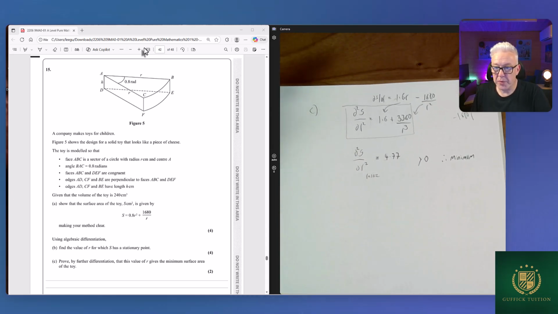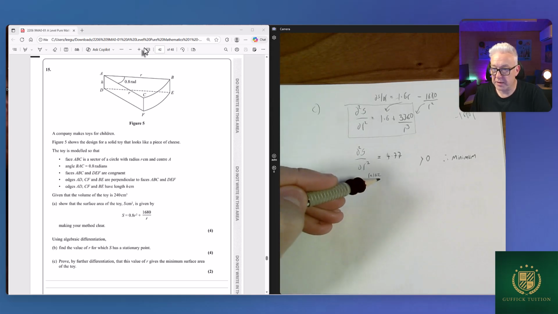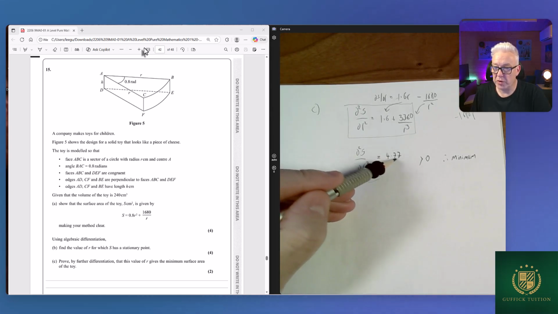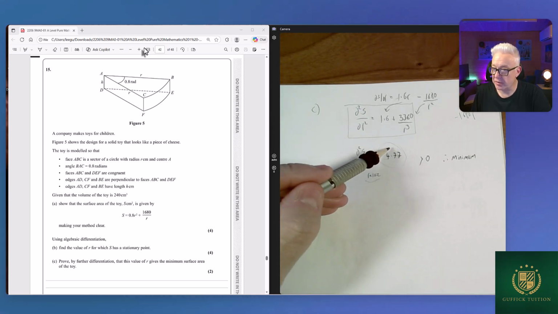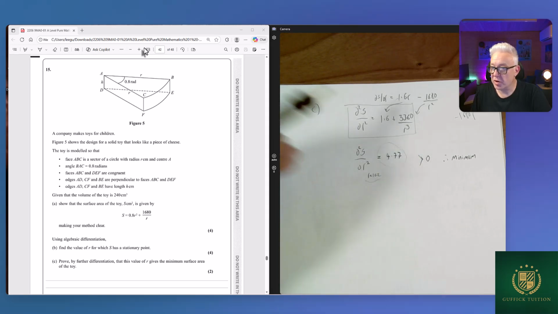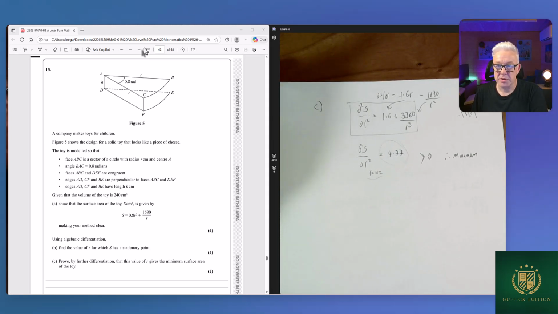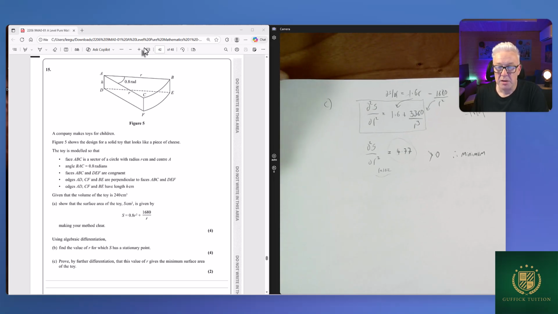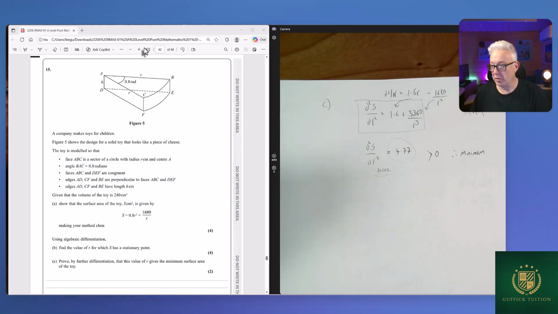Okay, so now when we put in our value of r, which was 10.2, we find that we get 4.77, which is greater than 0. And this is the condition that's required for something to be a minimum. So when we've differentiated a second time and put in the value of the radius at the turning point, we find it's greater than 0, which means that this is a minimum. Okay, so very, very important question.